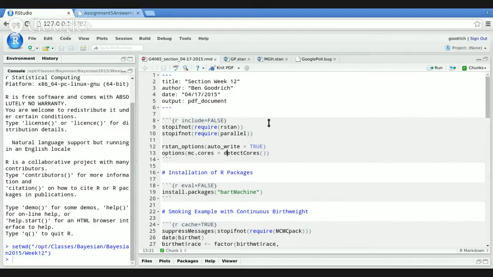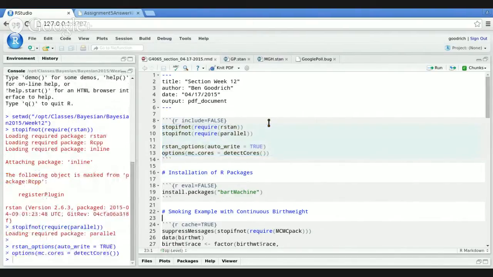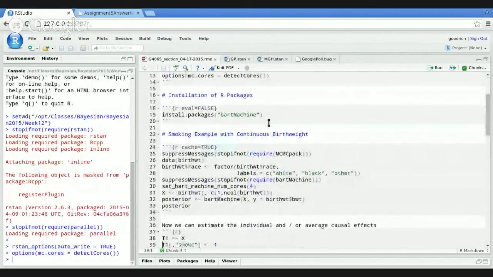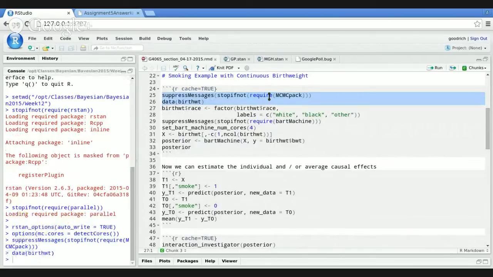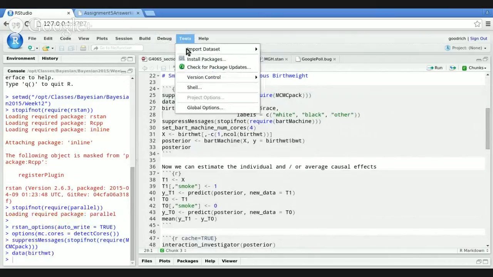Okay, BART. So install the package bartMachine, and we got that. We're going to do the example that we've done before on women who smoke when they're pregnant and how that affects the birth weight of the baby. So that data set is in the MCMCpack. Let me reconfigure.